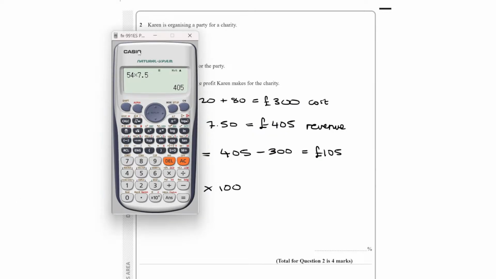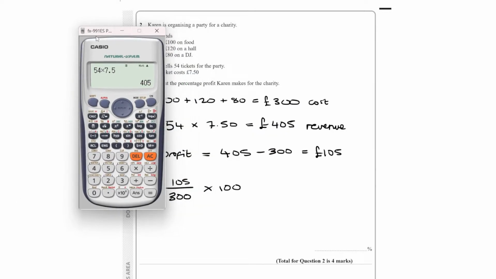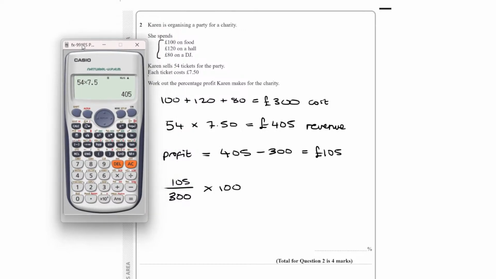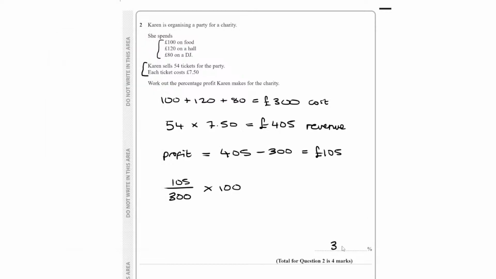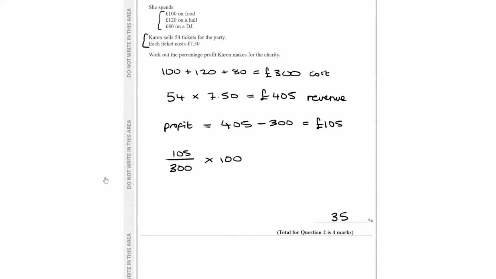So if we bring back our calculator, we have 105 divided by 300 multiplied by 100 to make it a percentage, which is 35. And I feel like if you get 35 or a number like that, you think, yeah, that seems reasonable. It's not a load of random decimals. That seems like a reasonable answer, especially for obviously question 2.